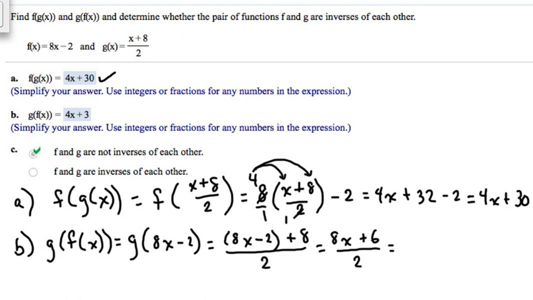Next thing is to simplify. So we're going to take this 2 and divide it into the 8x and divide it into the 6. 8x divided by 2 simplifies to 4x. And 6 divided by 2 simplifies to 3. Therefore, we get 4x plus 3.